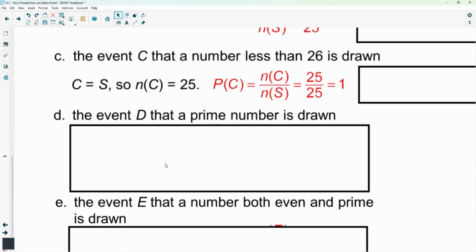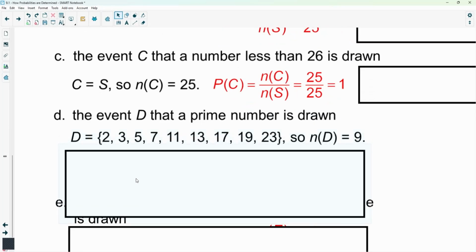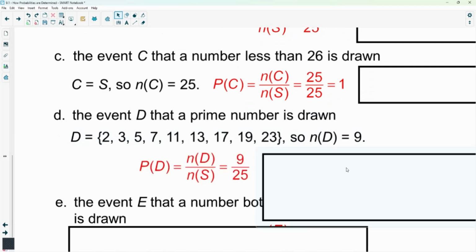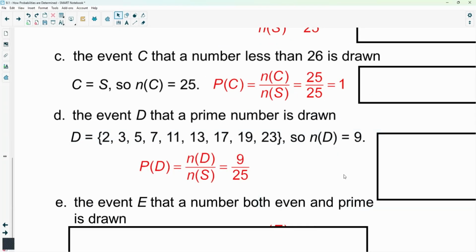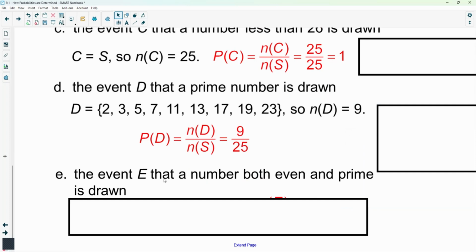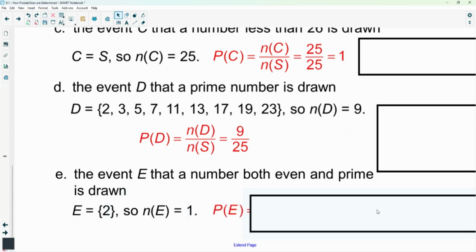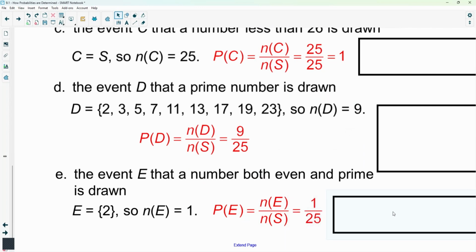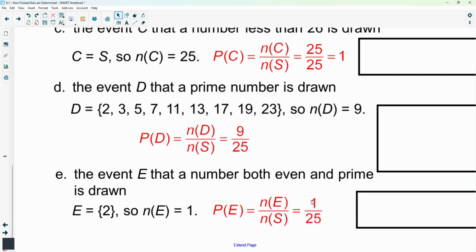Event D is that a number is prime, okay? So again, you're going to list all the prime numbers, 2, 3, 5, 7, 11, 13, 17, 19, 23, all the prime numbers between 1 and 25. And so you see that the number of elements of D is 9. So that will be 9 over 25. And then you have event E, that a number that is both even and prime is drawn. So what is it? The only even prime number is 2. And how many 2's do we have in the list? Just 1. So that means the probability is 1 over 25. Okay.